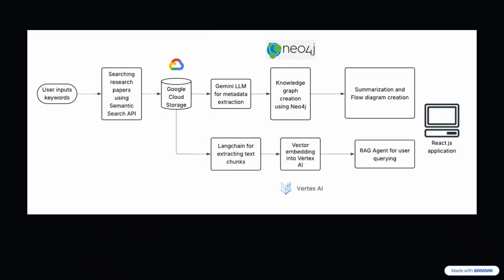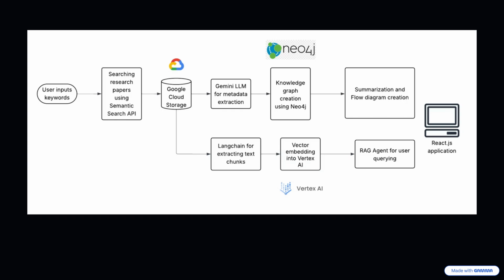Coming to the overall architecture and implementation of this project, we have a backend built with Flask and Python. The user initially inputs the keywords of what they want to search for in the research papers, and then the Semantic Scholar search API is used to retrieve the latest research papers related to the keywords given, which are stored in Google Cloud Storage.